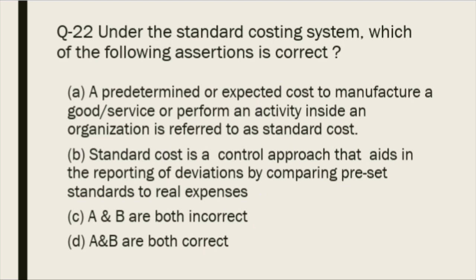Next question is that under the standard costing system, which of the following assertions is correct? Options are: a predetermined or expected cost to manufacture a good, service or perform an activity inside an organization is referred to as standard cost. Standard cost is a control approach that aids in the reporting of deviations by comparing preset standards to real expenses. A and B both are correct. A and B both are incorrect.